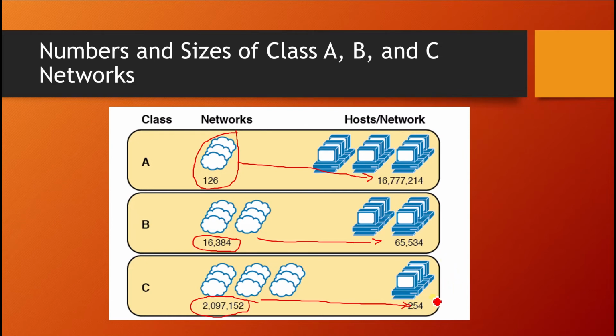If your network has more than 254 devices, you are forced to go to class B IP addresses. If you want to maintain every device under one network, you need to go to a class B IP. If your network is bigger than 65,000, then you need to go to a class A network.